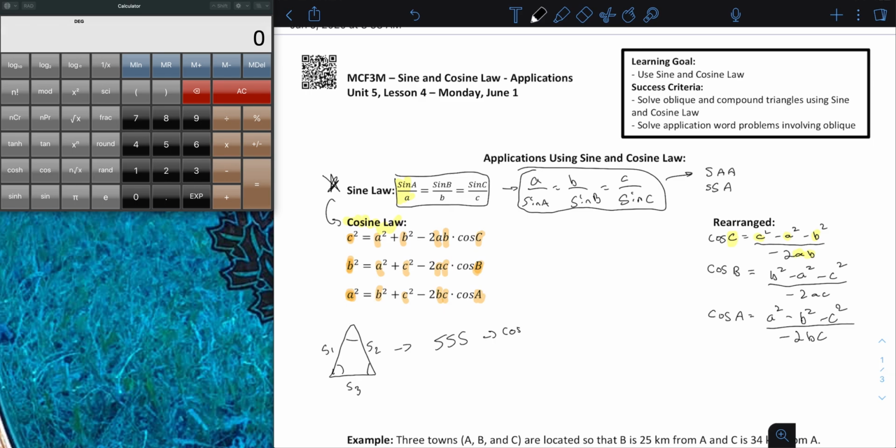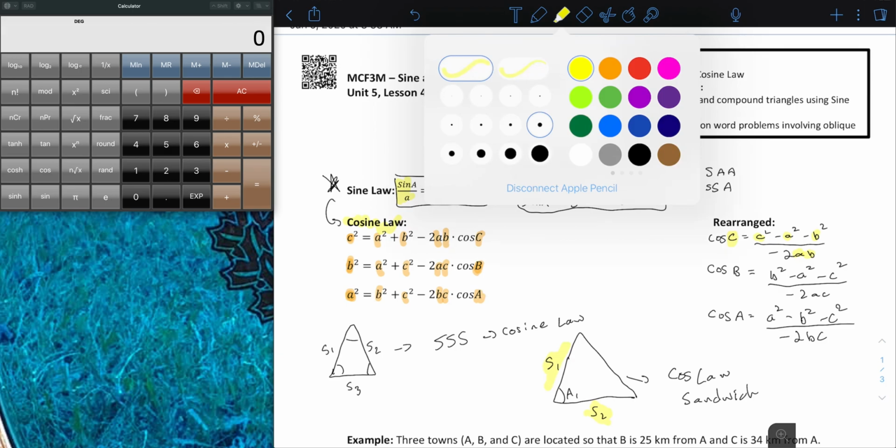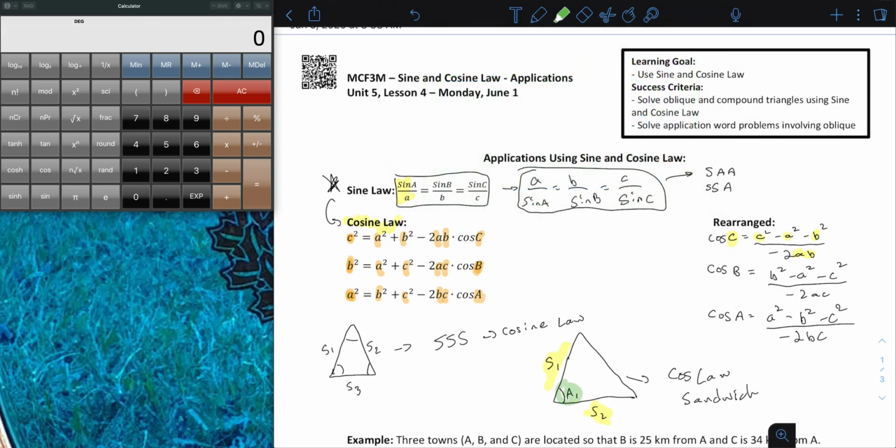And the famous one here is if you have a triangle in which you have a side, an angle, and a side. This is what we call the cos law sandwich. How do you spell sandwich? Okay, and it's a sandwich because here's my bun, here's another bun, and then I have something in the middle, an angle, okay? So we call that a cos law sandwich. You have to use cosine law in this instance, okay?